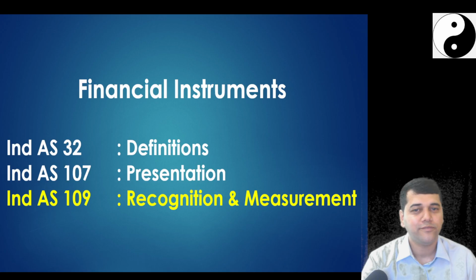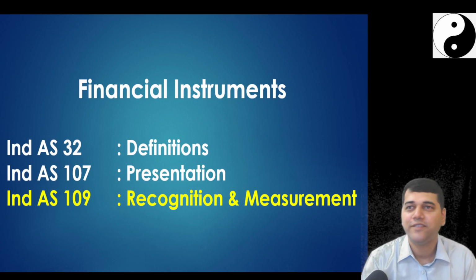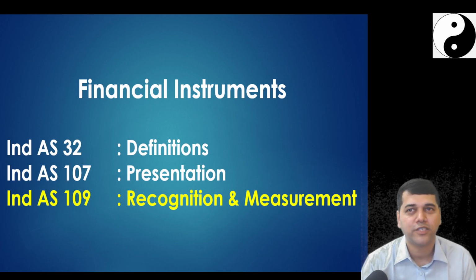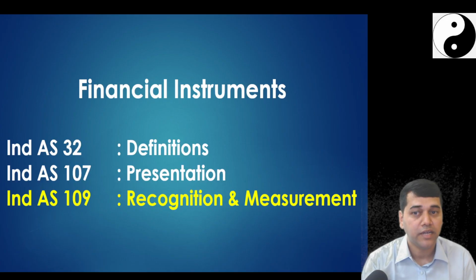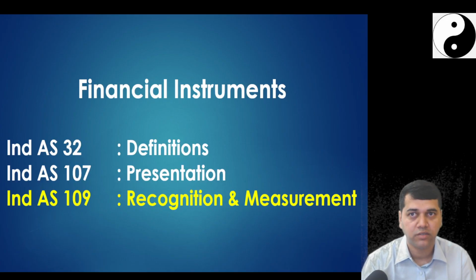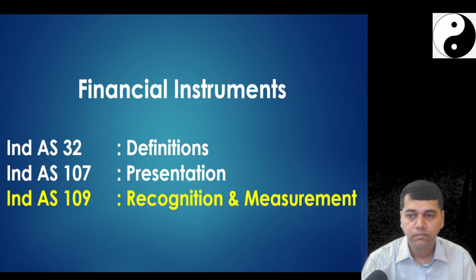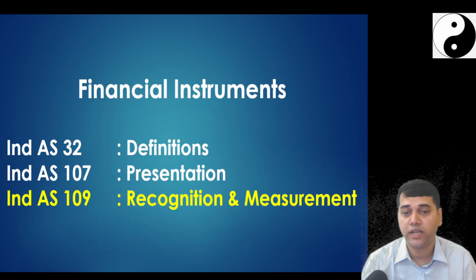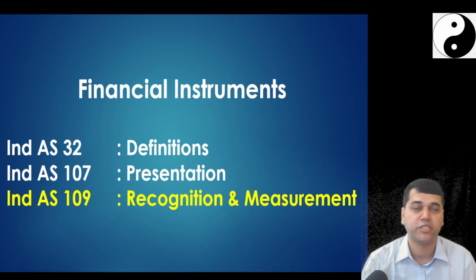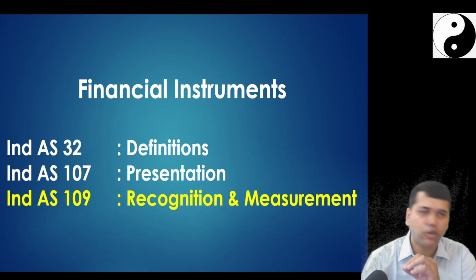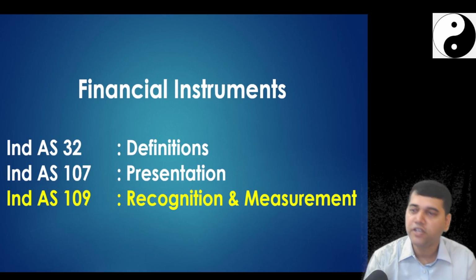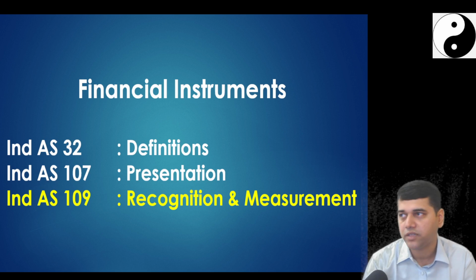Yes, friends. So the first chapter will start with the financial instrument. First of all, I should tell you, financial instrument has three standards. Ind AS 32, which gives the definitions; Ind AS 107, which talks about the presentation; and Ind AS 109, which is recognition and measurement. But going forward, I will talk about 109. 109 includes your presentation, your definition, everything. Followed?